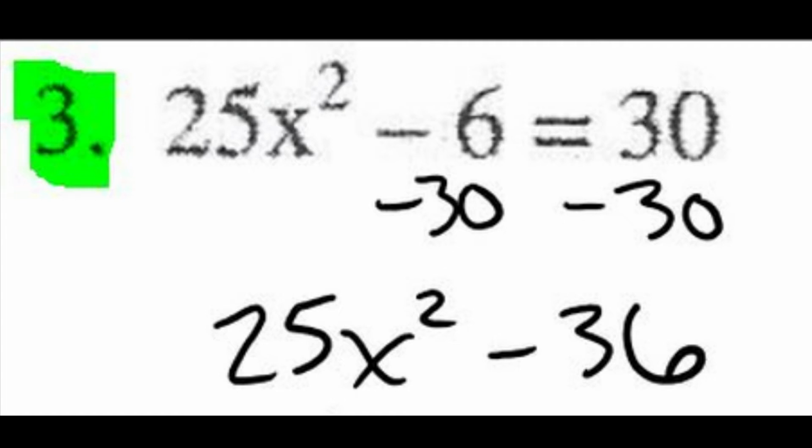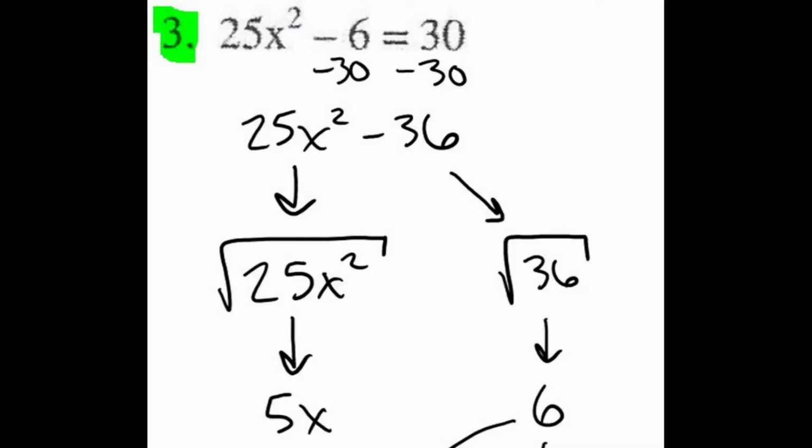Okay, so what I'm going to do is I'm just going to square root the first part, and I'm going to square root the second part, and I'm just going to come up with the conjugates that way. This is the fast way to do these problems, okay? So if I square root 25x squared, square root 25, you get a 5. Square root an x squared, you get an x. So the square root of 25x squared is just 5x.